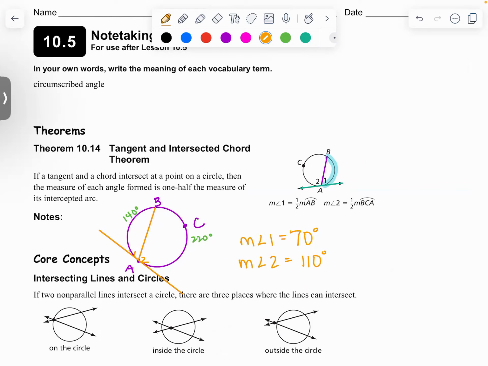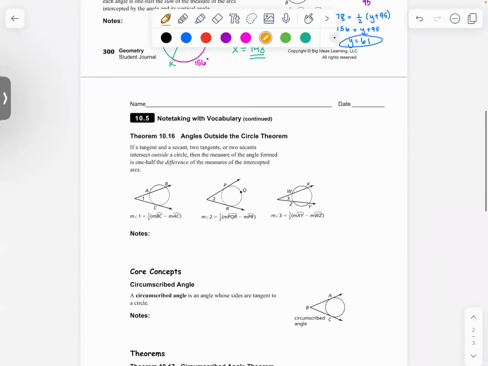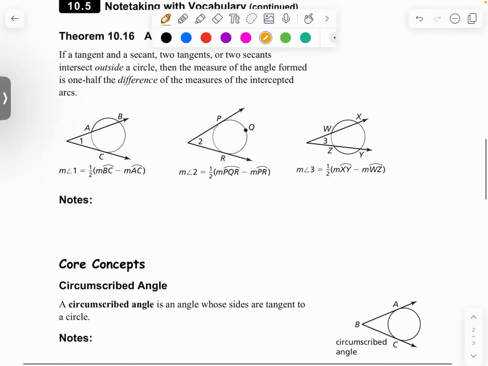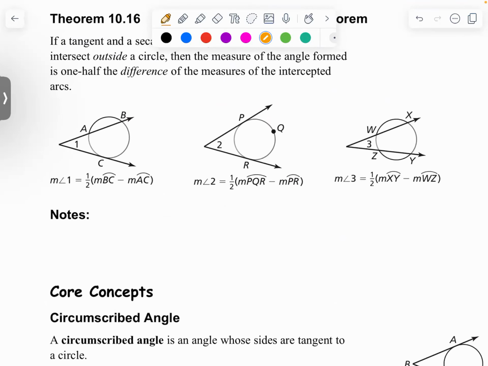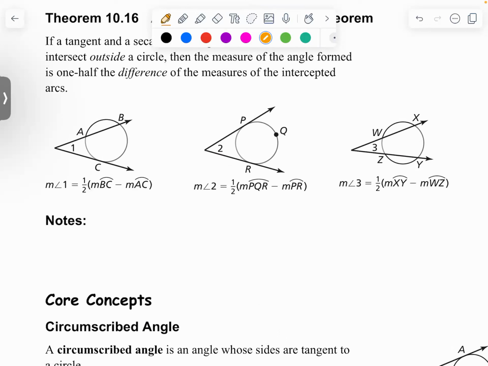All right. Let's go ahead and go to the next page. This is where it gets a little interesting. Okay. Here we're going to talk about angles outside of the circle. So this can happen with two tangents, two secants, or a secant and a tangent. But notice how in each of these three pictures, we are looking at, I'm going to make it pink, this angle, this angle, this angle.